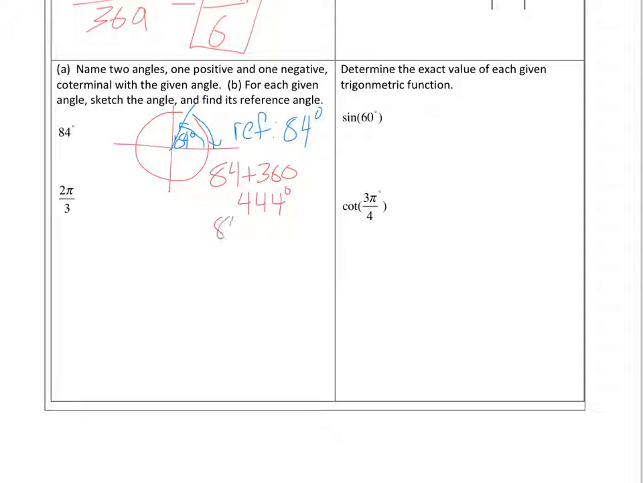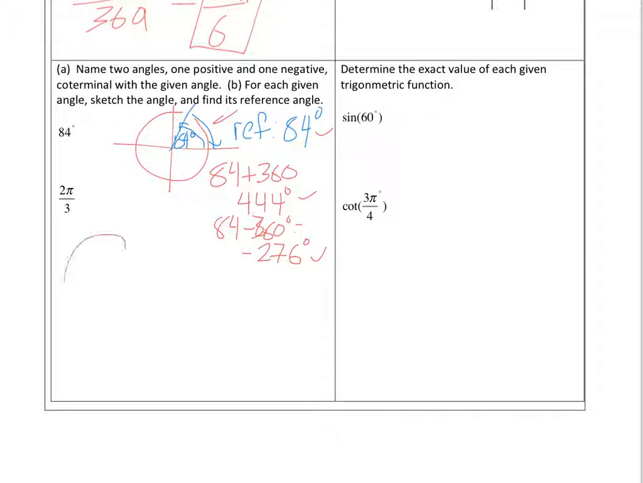And I'm going to do 84 minus 360 to get a negative one. And that's going to be 84 minus 360. Well, minus 60 would be 24. Minus 300 would be something like negative 276 degrees. There's my positive, there's my negative, there's my reference, there's my picture.